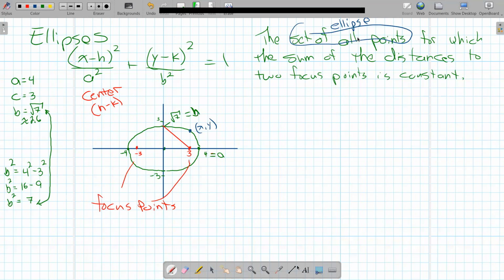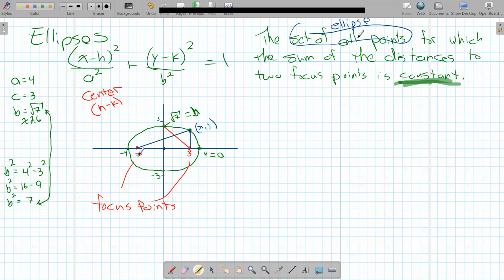This point x, y here, which could be any point on the ellipse, I want to find the distance to one focus point and the distance to the other focus point, and I want to add them up. And the catch is it doesn't matter which point I pick, they're always going to be that same constant. So whether I pick this point x, y, or this point on the y-axis, or this point on the x-axis, the sum of the distances from any point on the ellipse to those two focus points is always going to be that same number.